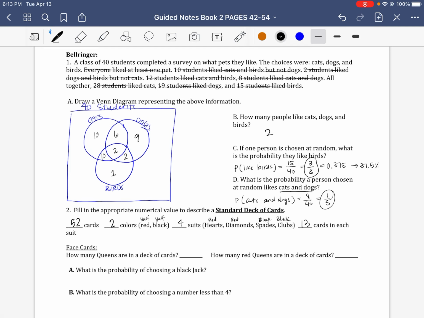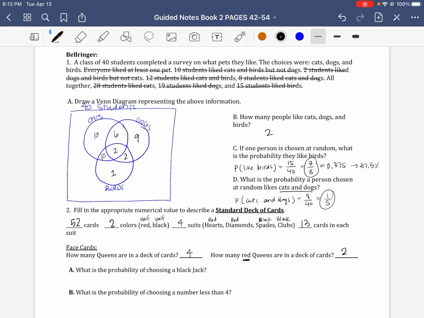So using that knowledge, it says how many queens are in the deck of cards. Well, there's a queen for each suit. So if there's 4 suits, then there's a queen in each suit. A queen of hearts, queen of diamonds, queen of spades, queen of clubs. How many red queens are in the deck? So if there's a red queen of hearts and a red queen of diamonds, that would be 2 queens. So when it uses language like this, it's just assuming we could identify how many.